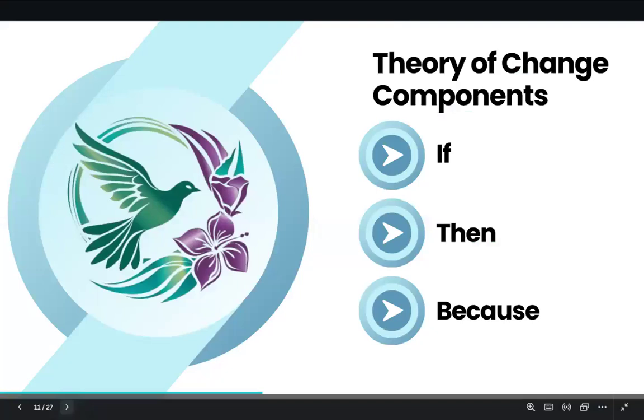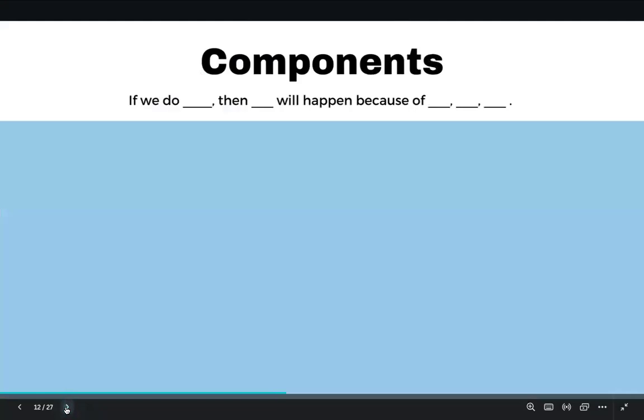So now we're going to talk about the different components of a theory of change. As I mentioned at the beginning, we will be using the if, then, because statements to frame theories of change. There are many different approaches. This is just the one we're using to make it as simple as possible. So the components would look like this all together. If we do blank, then blank will happen because of blank, blank, blank reasons. So let's take this down one step at a time.